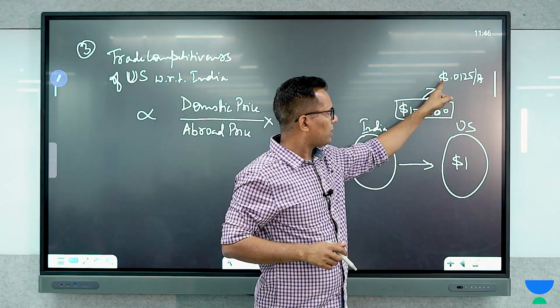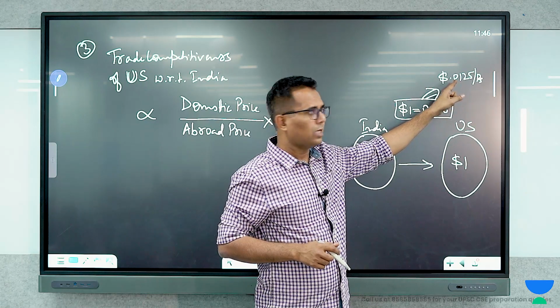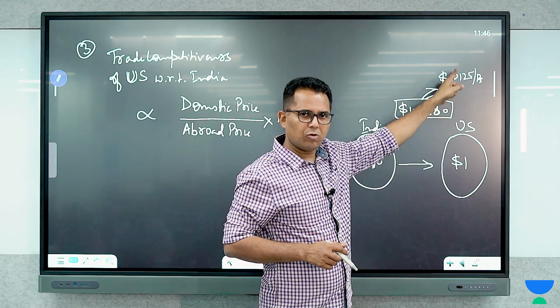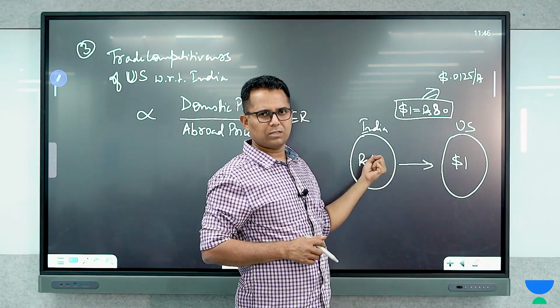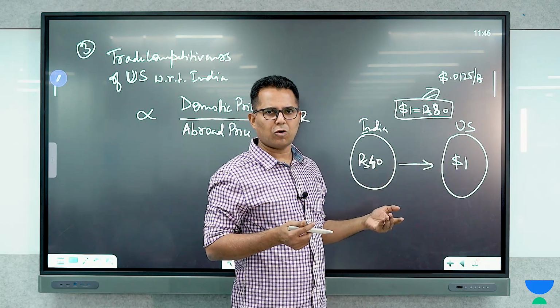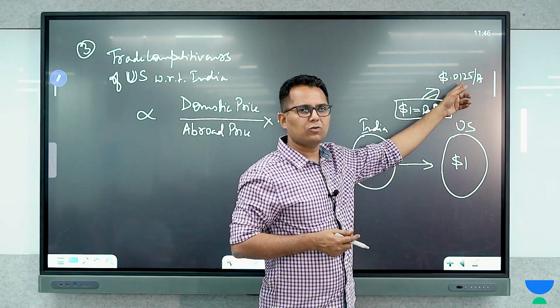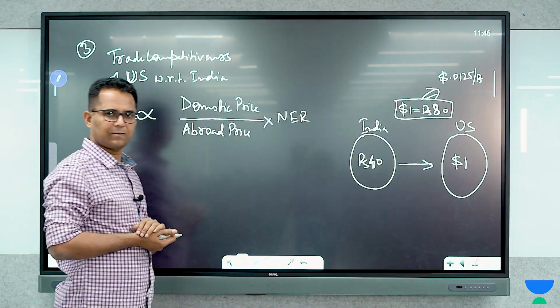Right now, you are getting $0.0125 in 1 rupee. If you get more dollars per rupee, then you will try to purchase from the US. And if you are trying to purchase from the US, that means US trade is becoming more competitive. That's why I am saying US trade competitiveness is directly proportional to this exchange rate. If this is increasing, US trade competitiveness will increase.